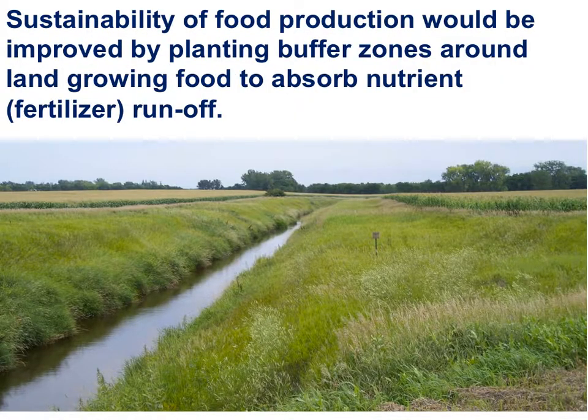Sustainability of food production would be improved by planting buffer zones around the land that's growing food to absorb fertilizer runoff before the excess fertilizer reaches the waterway, before the excess fertilizer results in eutrophication.